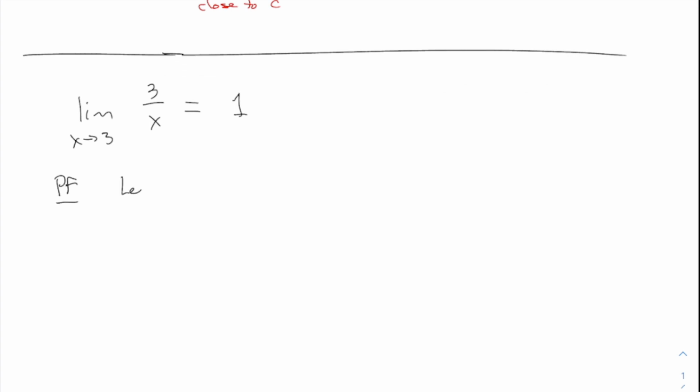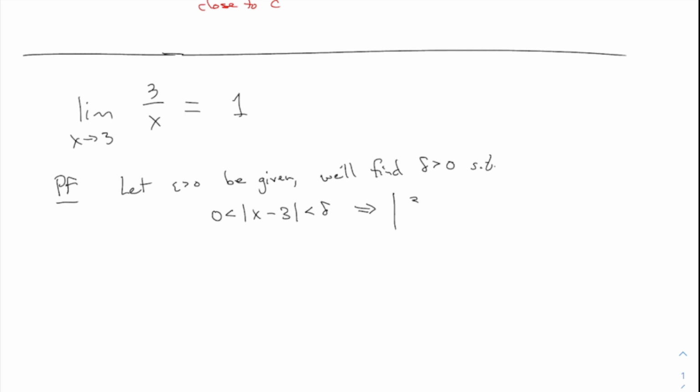So I begin with: let epsilon greater than 0 be given. And then we'll find delta such that 0 less than absolute value x minus c, I'm just rewriting the definition here, the c is the number 3 in this case, less than delta implies, and here I say absolute value f of x minus L, that would be 3 over x minus 1 in this case, less than epsilon. All right, that's just stating what we are going to do.